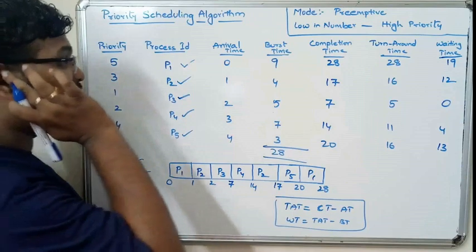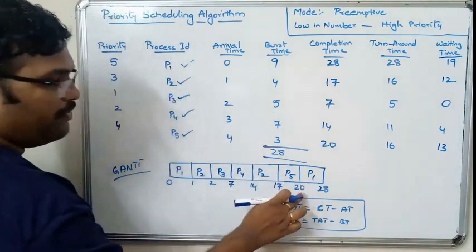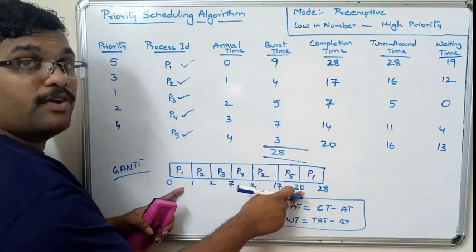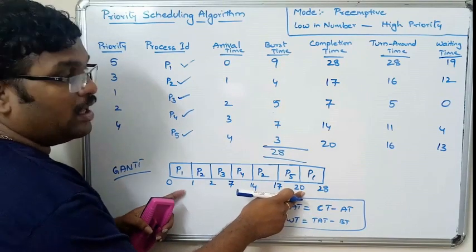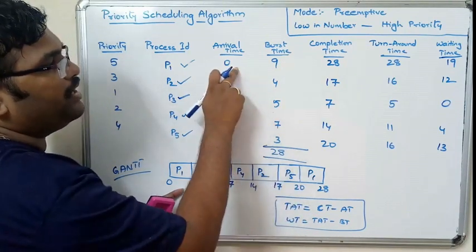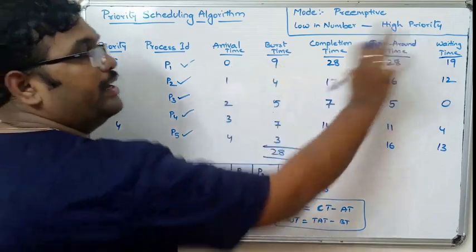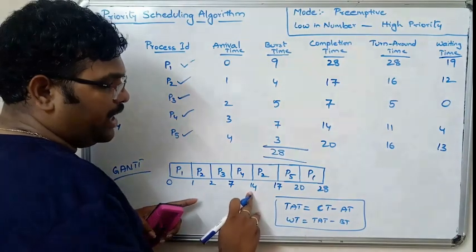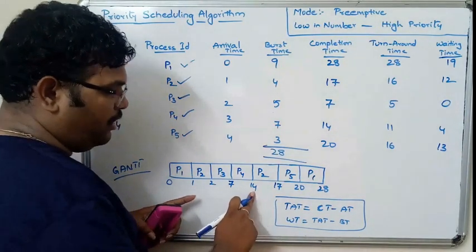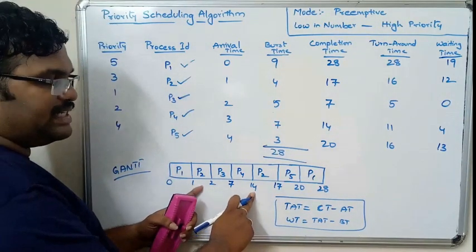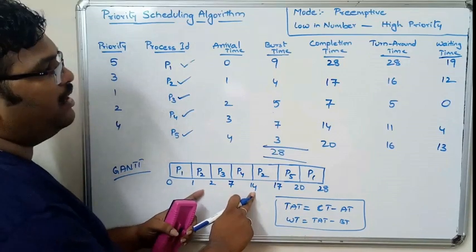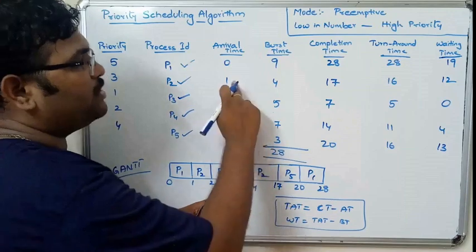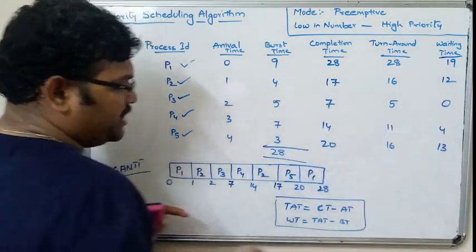Now let us check with the Gantt chart. Coming to P1, P1 enters the CPU at 20 and already completed its execution for 1 second. So 20 minus 1, 19. It arrived into the ready queue at 0, so 19 minus 0, 19. Next, P2. P2 is allocated to the CPU at 14, and earlier only 1 second was completed. So 14 minus 1, 13. It arrived into the ready queue at 1, so 13 minus 1, 12.